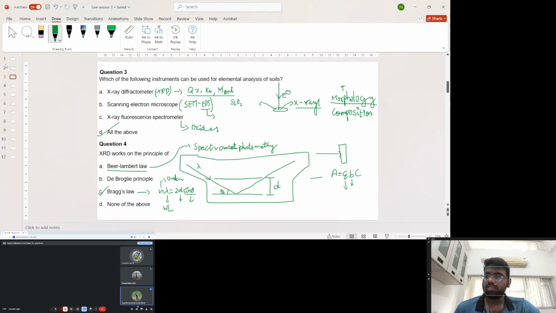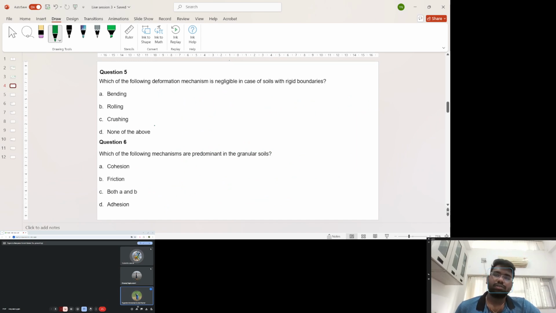Now coming to the next question. Which of the following deformation mechanisms are negligible in the case of soils with rigid boundaries? Option A, bending. Option B, rolling. Option C, crushing. Option D, none of the above.